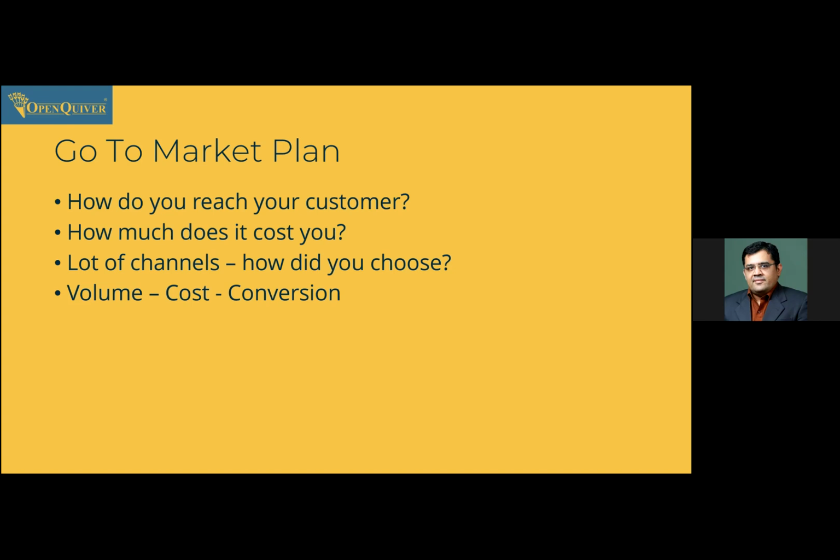The broad guideline here is you have to think in terms of volume, cost, and conversion. So essentially, what I mean by that is the volume of customers you get by using a certain technique or channel, the cost of doing that, and how much of your segment you're converting to customers by following that particular plan. So these are the 3 things you need to think about when you start talking about the go-to-market plan.